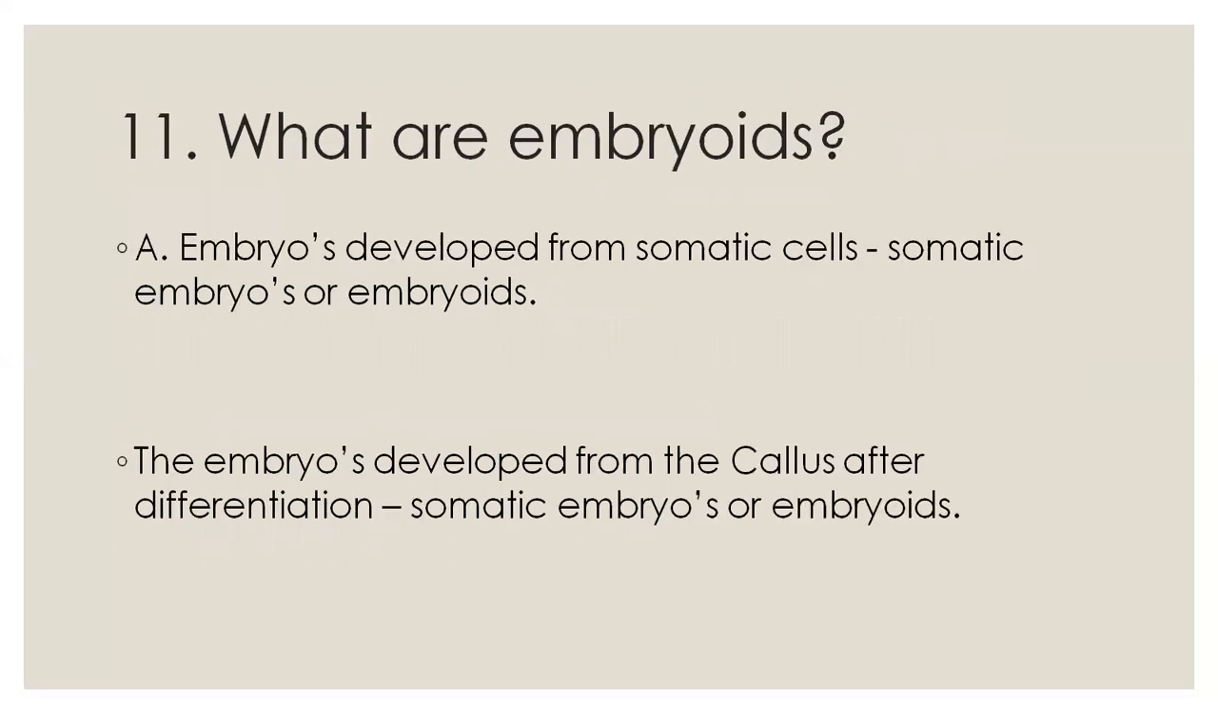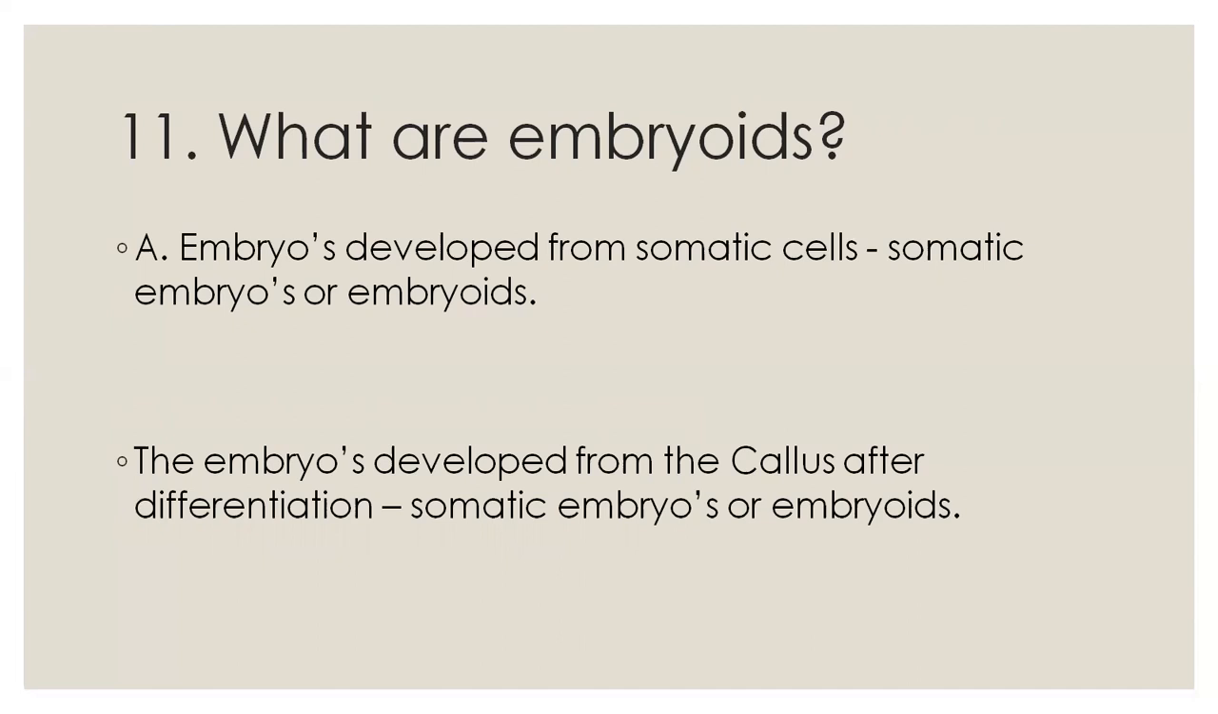Question number 11. What are embryoids, or somatic embryos, or somaclonal embryos? The embryos developed from the somatic cells or the body cells are called somatic embryos, somaclonal embryos, or embryoids. The other definition for the same question is the embryo developed from the callus, the undifferentiated and unorganized mass of cells formed during tissue culture.